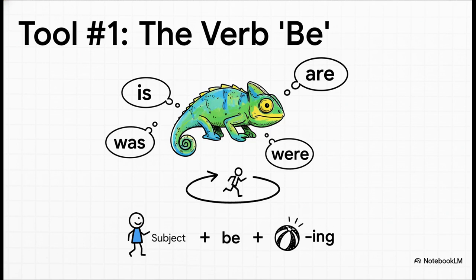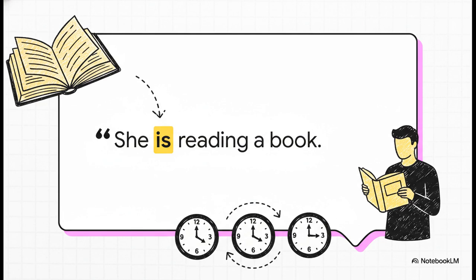The structure is super simple. You just take your subject, add the right form of be, and then follow it with a main verb that has an ing ending. Here's a perfect example. She is reading a book. That tiny word is tells us that the action is happening right this second. It's not finished. Take is away and the sentence just falls apart, doesn't it? See how it helps out the main verb, reading?